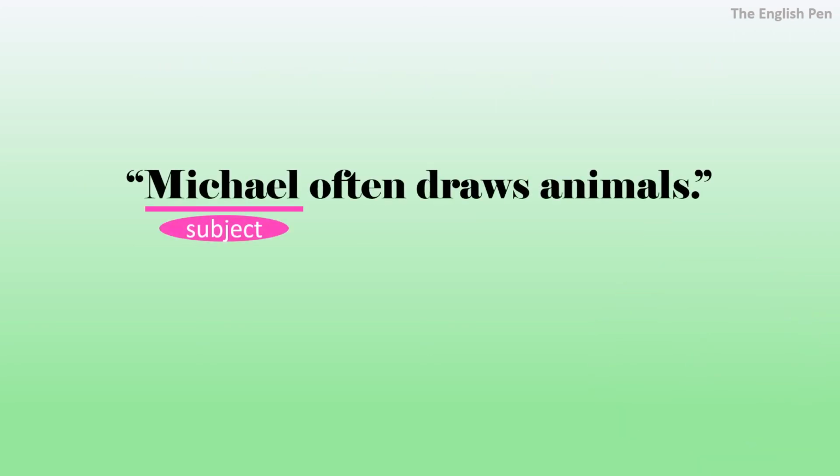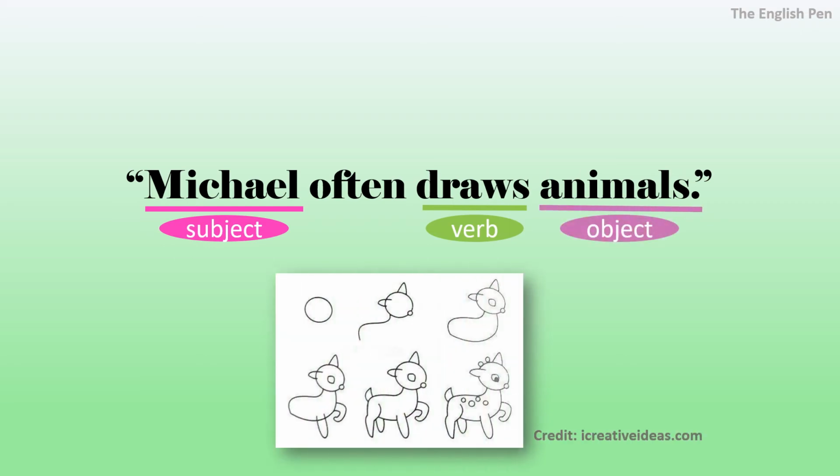Michael is the subject. The sentence is about him. When finding the verb, ask yourself, what is the subject doing? Michael draws, so draws is the verb. Finally, what is he drawing? He draws animals, so that is our object.